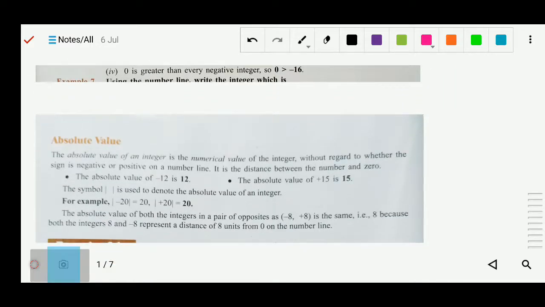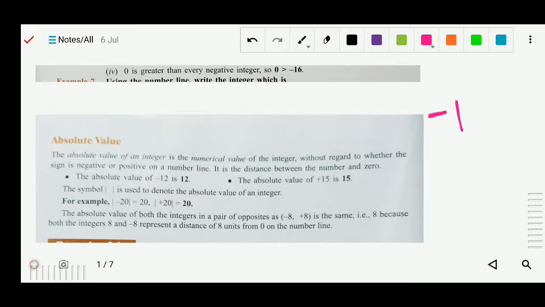The absolute value of an integer is the numerical value of the integer without regard to whatever the sign is, negative or positive, on a number line. It is the distance between the number and 0. Absolute value only shows the distance of any digit from 0, regardless of whether it has the positive sign or the negative sign.